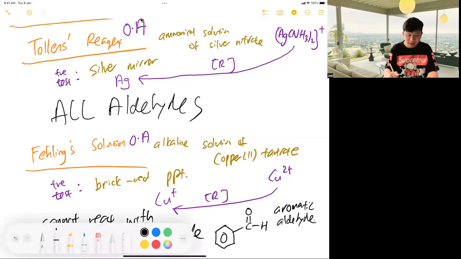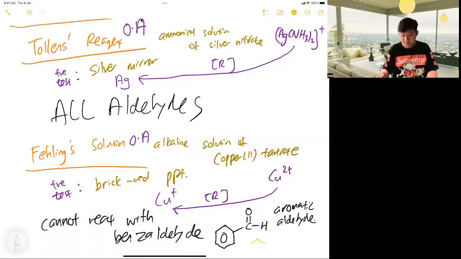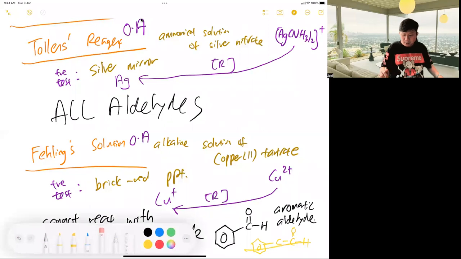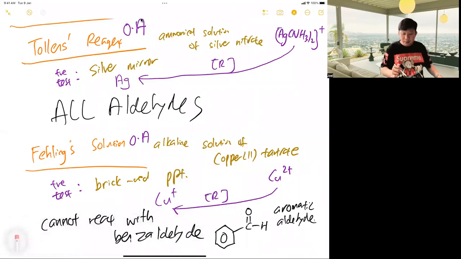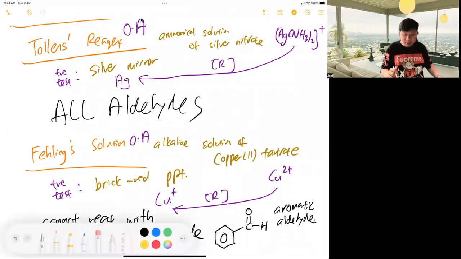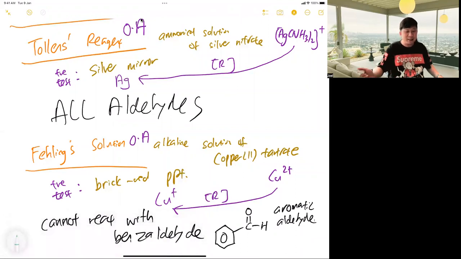Okay, sidetrack a bit. Can this one react? The yellow one? Can, right? It's not an aromatic aldehyde, but it's an aromatic compound. The benzene is aromatic, not aliphatic. So this one is not that. So Fehling solution can react with all aldehydes except benzaldehyde.